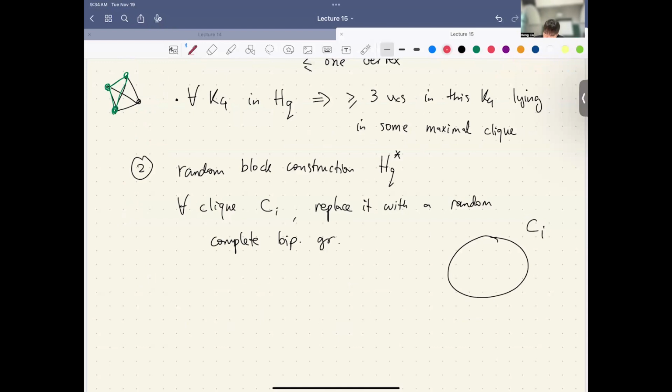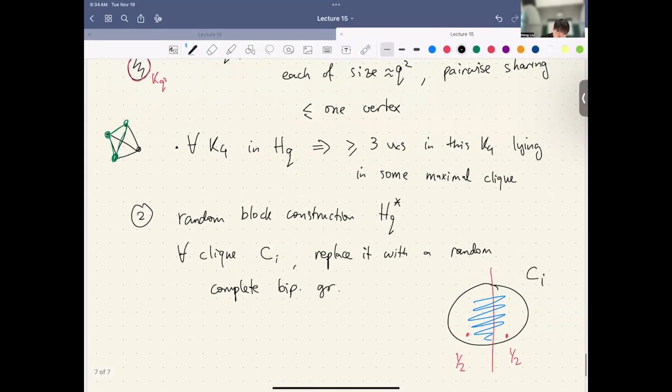Then I randomly, with probability 1/2, throw a vertex here, with probability 1/2, throw the vertex to the right. Then we only keep all the edges going across, okay? And by concentration of measure, most of the time, this clique roughly has half of vertices on each side. This is easy to prove.